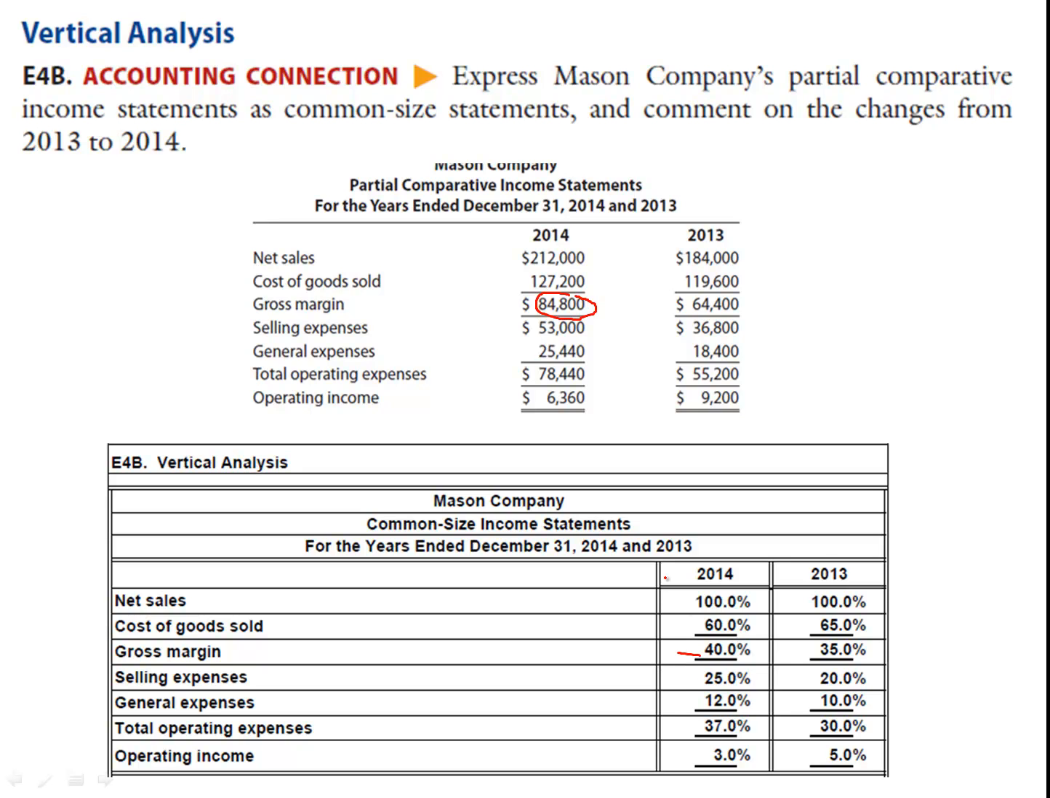And so then gross margin, again, minus total operating expenses gives us operating income, which is where our 3% comes from. Or you can take our actual dollar amount divided by the dollar amount for net sales. Then you would just go through and do the same thing for 2013, only you would use the 2013 numbers and compare everything to the net sales.